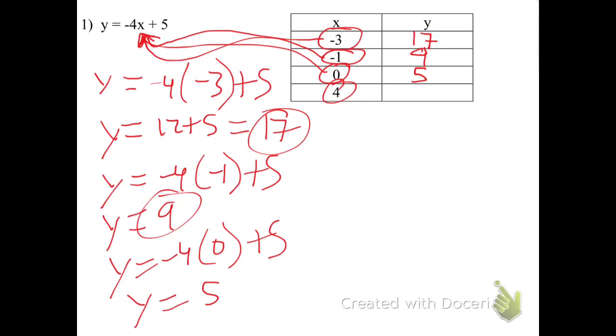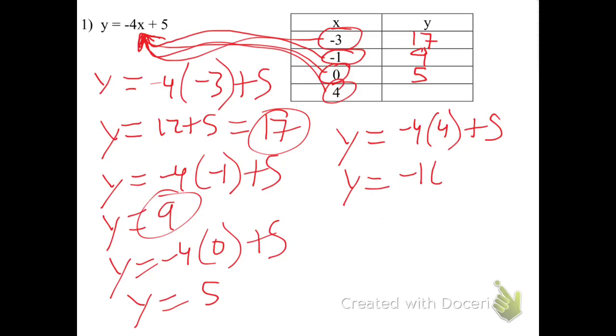And we only got one more number to plug in. Take that, plug it into your equation, kind of like your formula. -4 times 4 plus 5. You'll get, -4 times 4 is -16. And then you have to add 5 to that. You'll get -11. Because -16 plus 5 is -11. That's going to be your last entry in the table. So you got 17, 9, 5, -11.